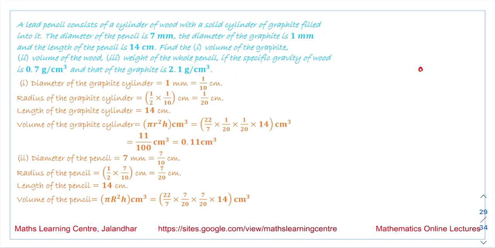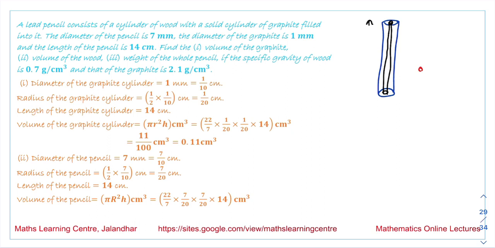Next question: a lead pencil consists of a cylinder of wood with a solid cylinder of graphite filled into it. The diameter of the pencil is 7 millimeter. The diameter of the graphite is 1 millimeter. And the length of the pencil is 14 centimeter. So what is given to us is, suppose this is the pencil we are talking about, and in this pencil we are saying this is the graphite that we have.